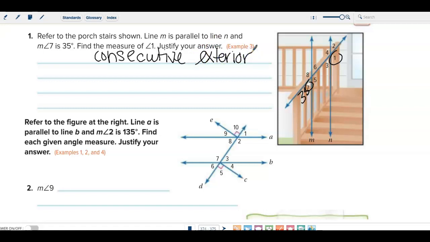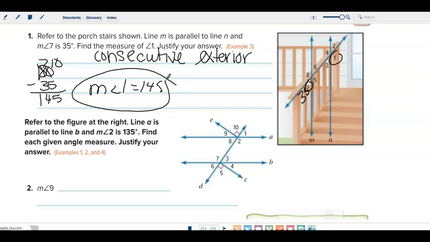Since they are consecutive exterior, that means they are what? Are consecutive exterior angles the same or supplementary? Supplementary. So they equal what? Okay, 180. So 180 minus 35 gives me 145. So the measure of angle 1 equals 145.